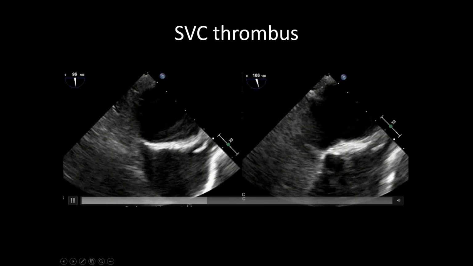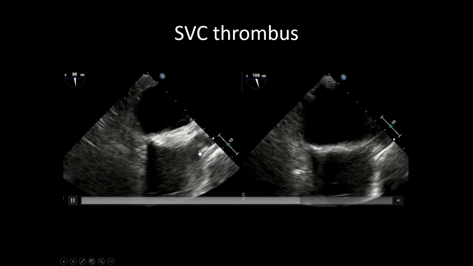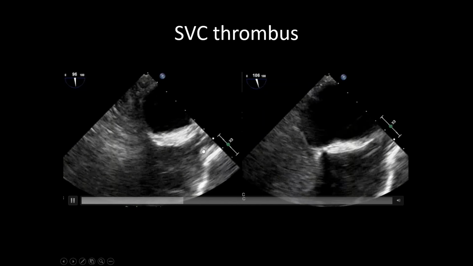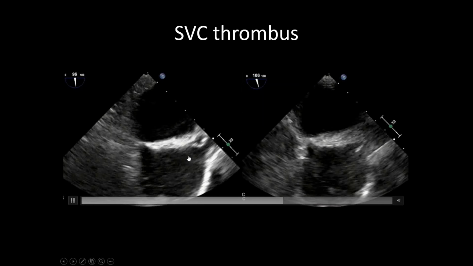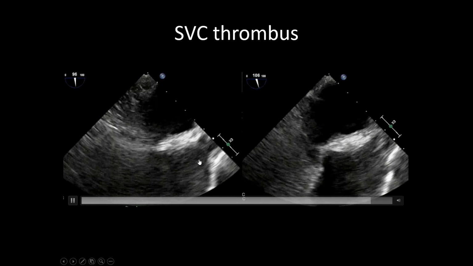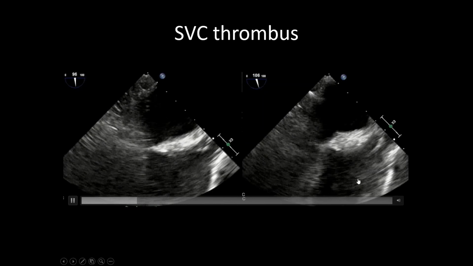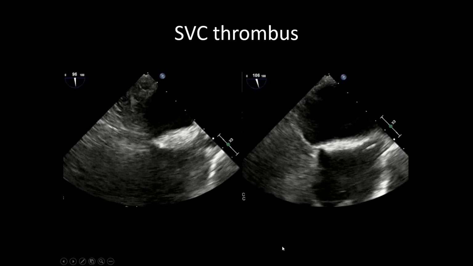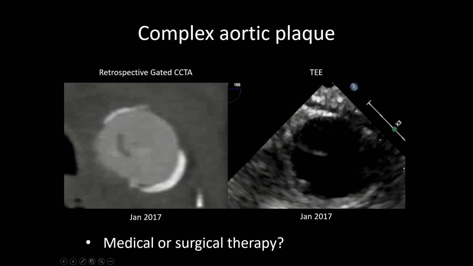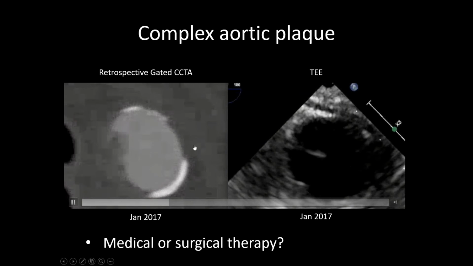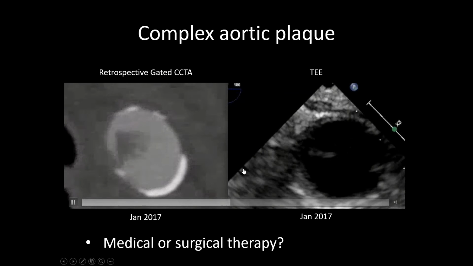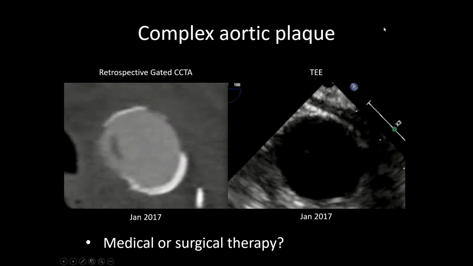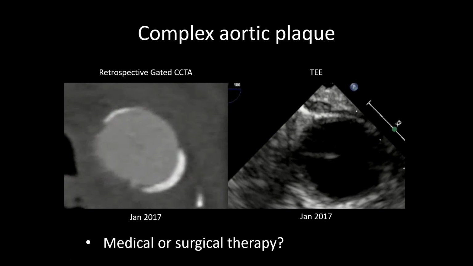Here's the TEE, though. We do have nice pictures, and you can see the superior vena cava, this bright thing showing some calcium, and this mobile component extending into the cavo-atrial junction right here. And then it's just another angled view showing the same thing. And then here is the CT gated showing this mobile thing, and then you can see this mobile thrombus in the aortic arch just distal to the subclavian as you scroll back.